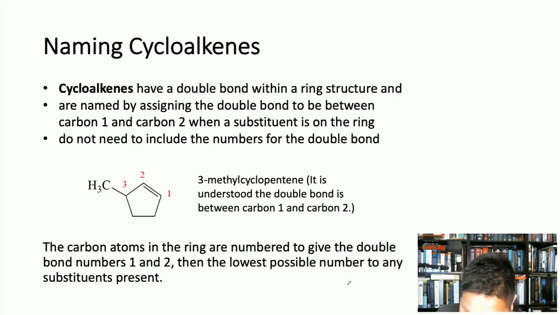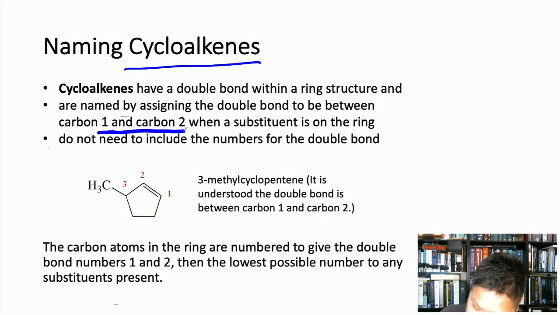So now, how do we name cycloalkenes, right? Generally, we'll name the carbons of the double bond 1 and 2. So here, for this cyclopentene that we have, 1 goes at the beginning of the double bond, then 2, and then the substituent group, which is the methyl group, is on the third carbon. So we name it 3-methylcyclopentene, right?